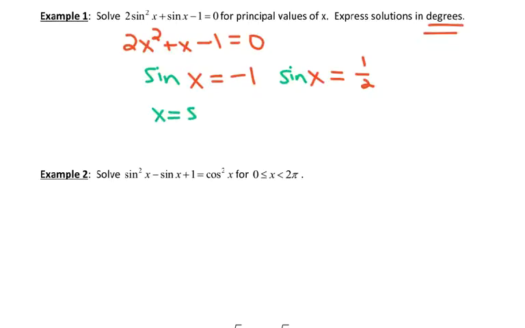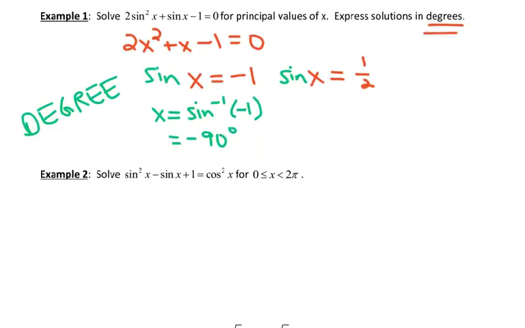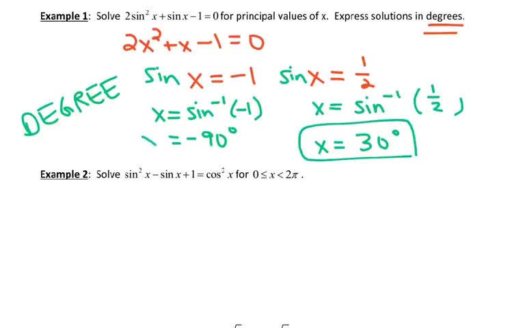So to solve the first equation, we're going to do the inverse sine of -1. And as long as your calculator is in degree mode, make sure you check it, the calculator's going to spit out -90 degrees. And then in the second equation, when I do the inverse sine of 1/2, the calculator is going to spit out 30 degrees. So those are the principal values in degrees.